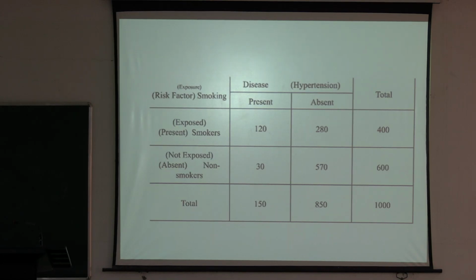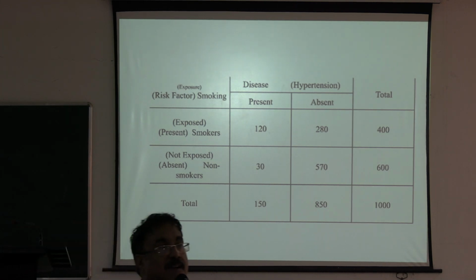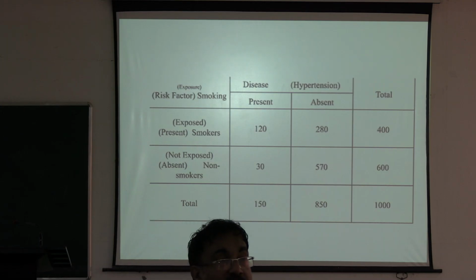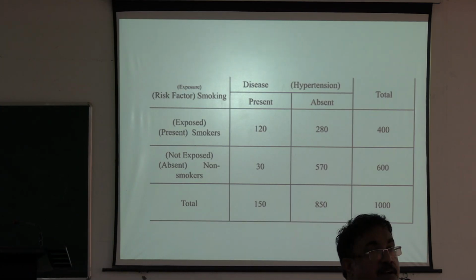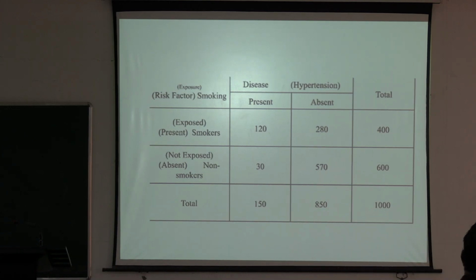Now you tell me, how many people are there who are smokers? Present smokers. How many people are there who are present smokers? How much? Present smokers, how many are there? 400. How many non-smokers? 600. Okay.